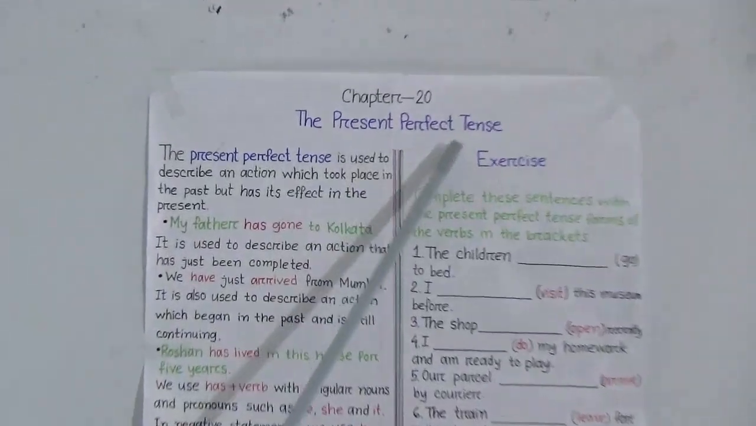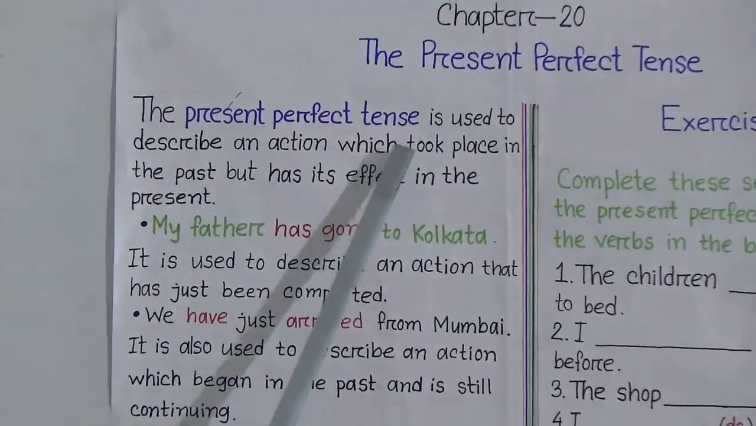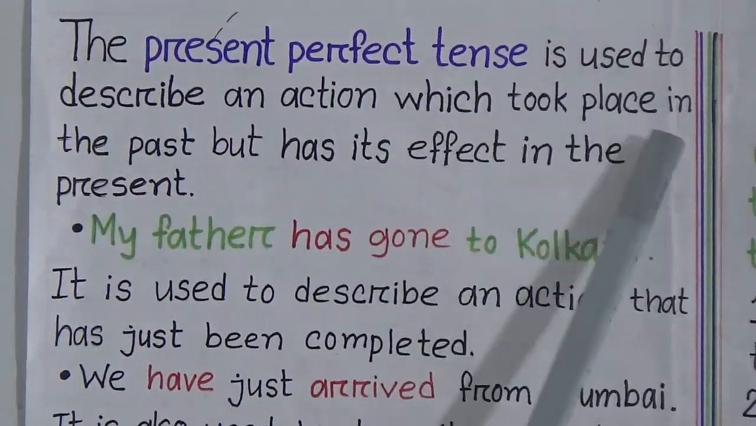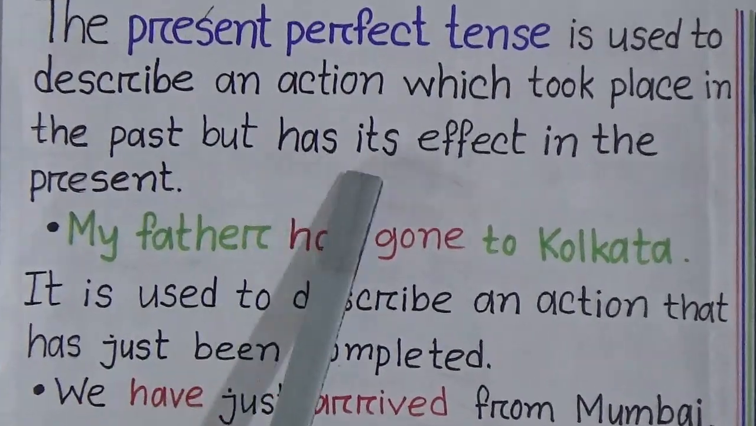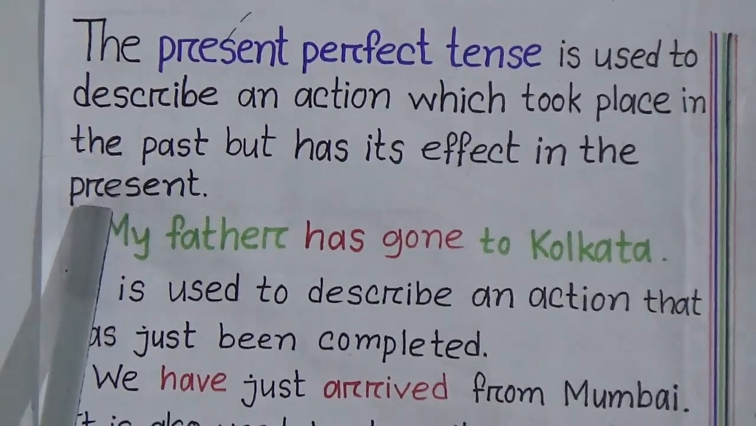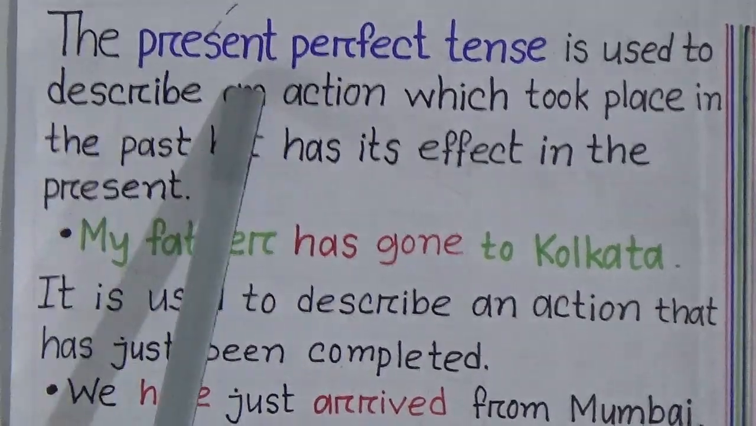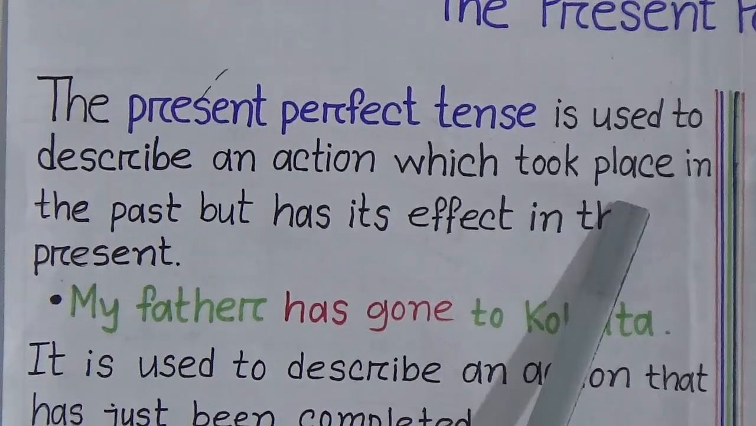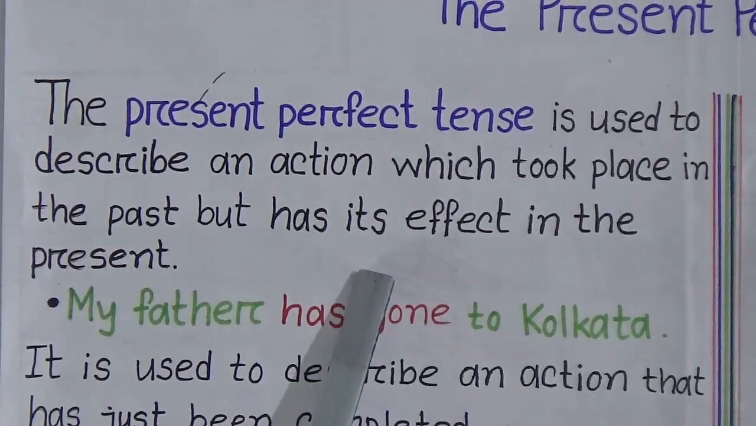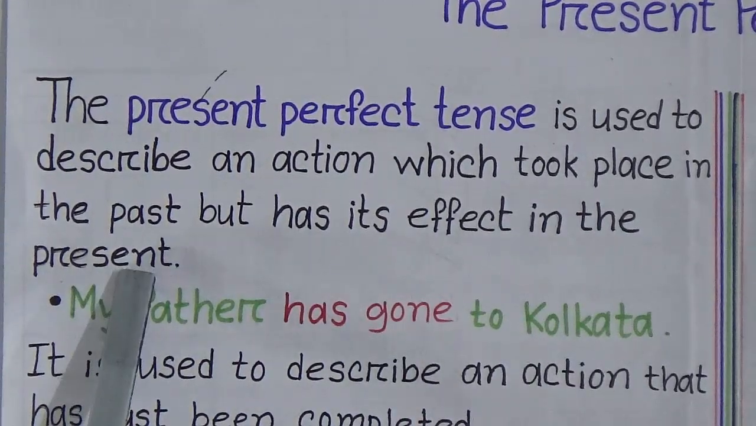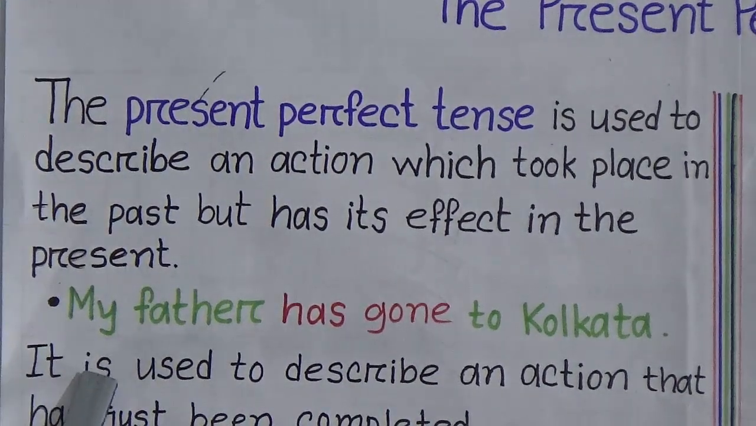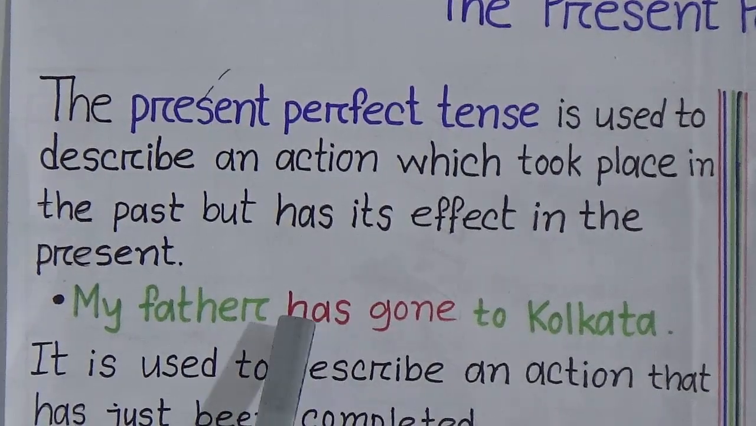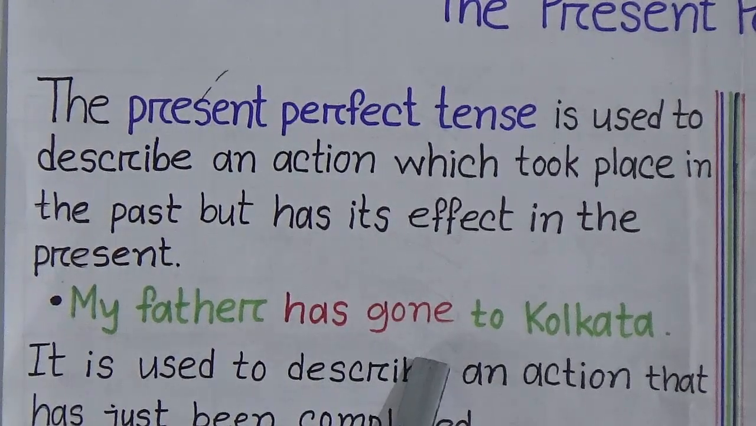The present perfect tense is used to describe an action which took place in the past but has its effect in the present. For example, we can say, my father has gone to Kolkata. Here, has gone indicates present perfect tense.